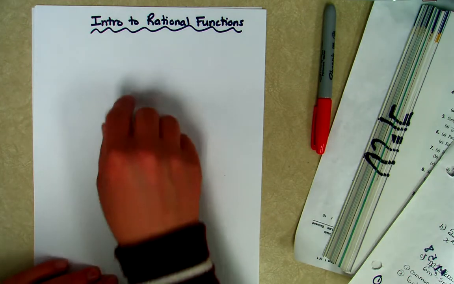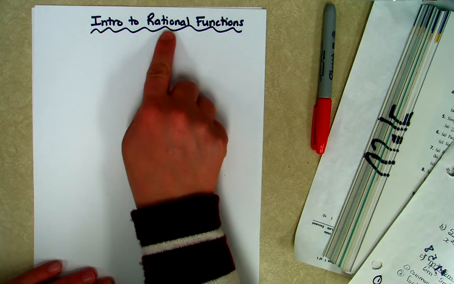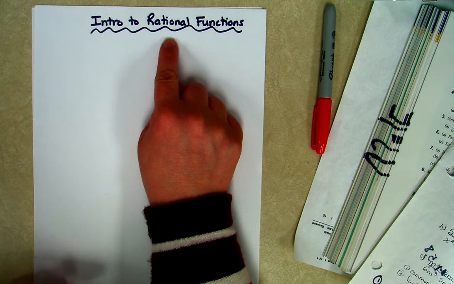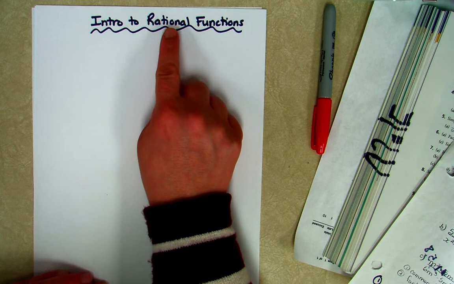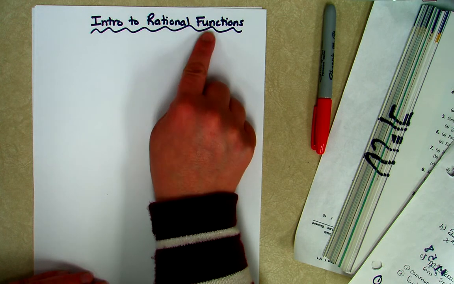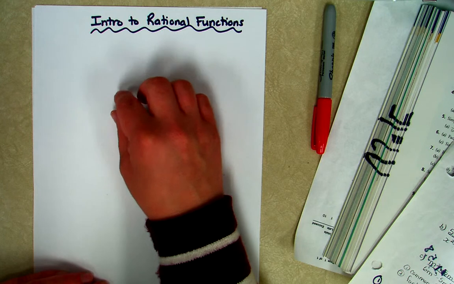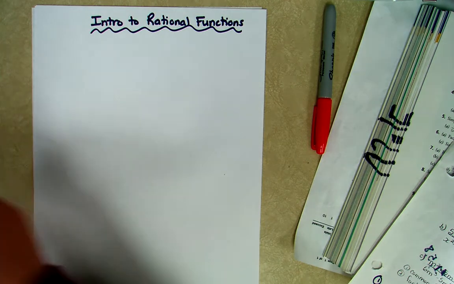So what I'm going to do now is introduce you to the idea of a rational function. Now a rational is anything that can be written as a fraction. So 2 would be a rational number because it's really just 2 over 1. A third is a rational number because it's 1 over 3. So now if we look at the idea of a rational function, we're going to have a fraction that has variables on top and the bottom at the same time.